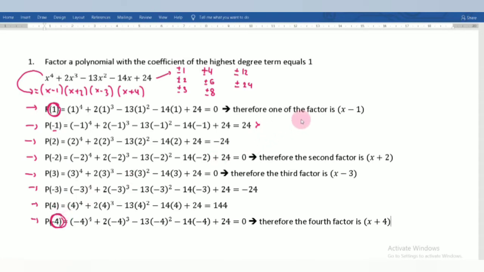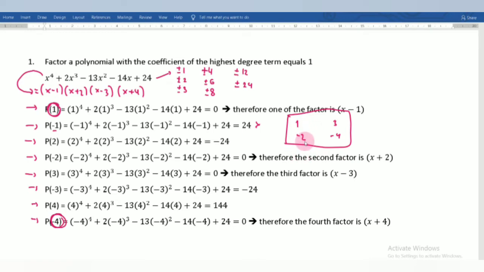So you will have a very good feeling if you are choosing 1 at the beginning, and then for the second one you directly have a hunch that it will be negative 2, and the third one, you check directly 3 and then negative 4. So with only 4 trials, you have already found the 4 factors. Although it's kind of big luck. So again, this is the factor theorem.